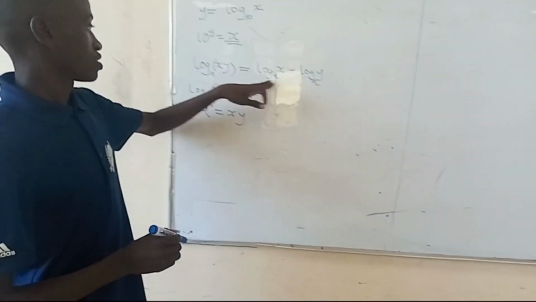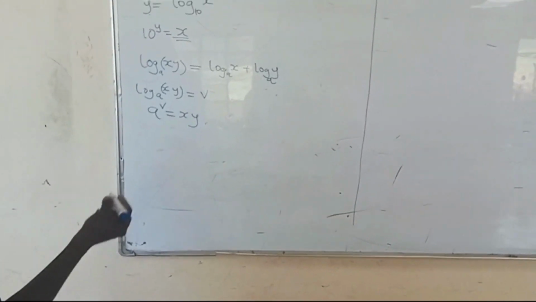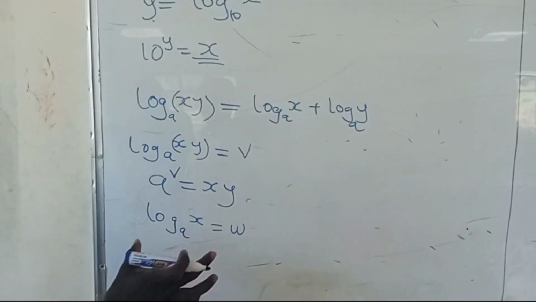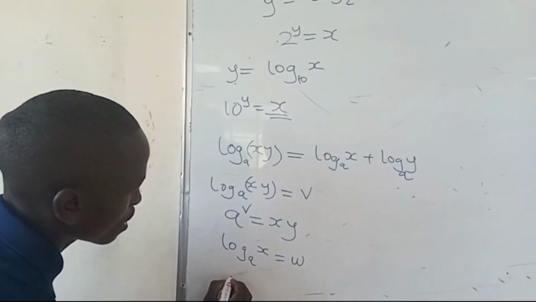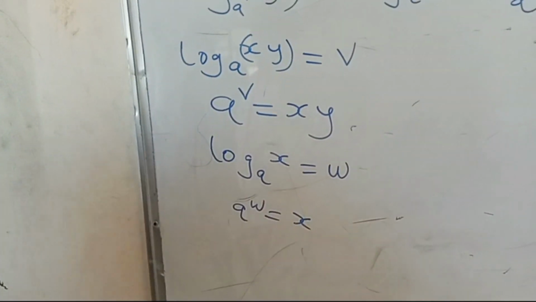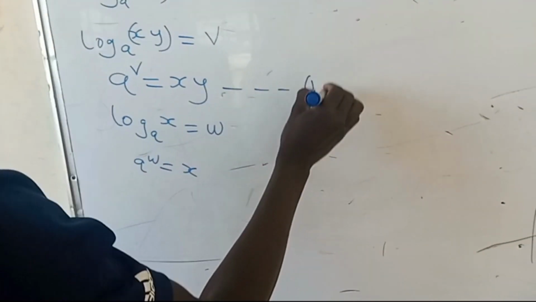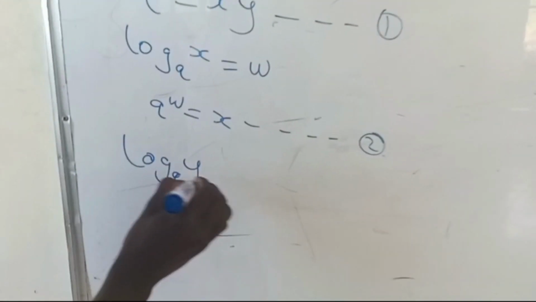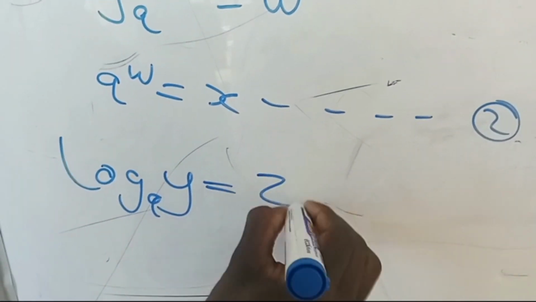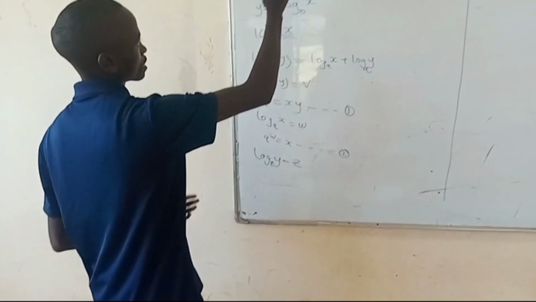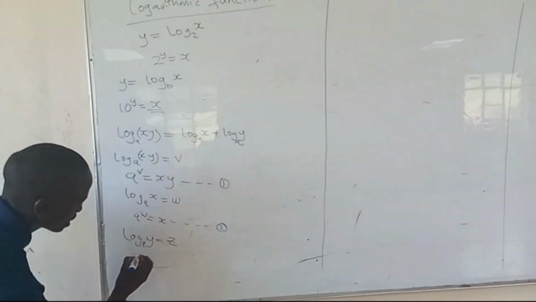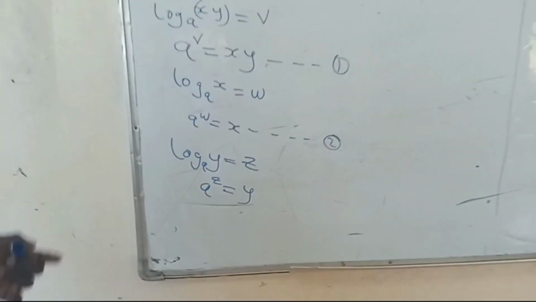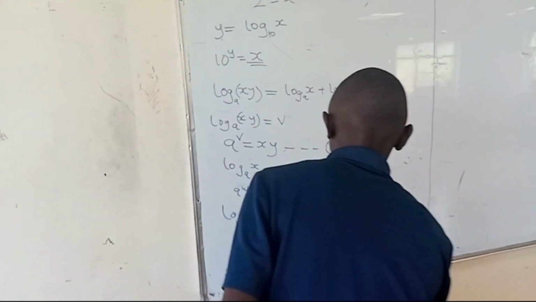On the other side, you can let log x base a be w. So log x to base a equals w. If we convert this, it will be a power w equal to x. Lastly, we have log y to base a equal to z. Let's use z, since we have not used it yet. On conversion, a power z will be equal to y. So that will be our equation 3, and you have three equations.